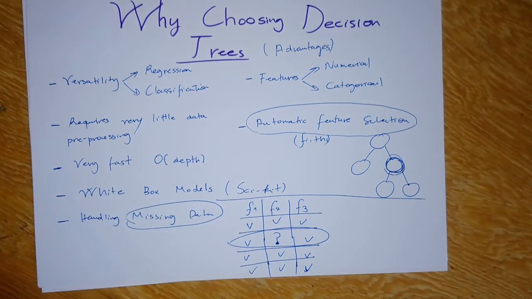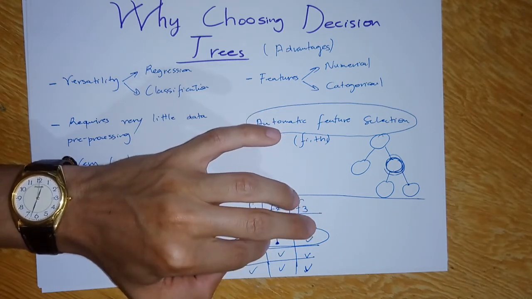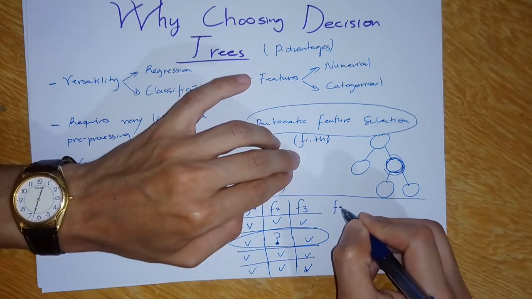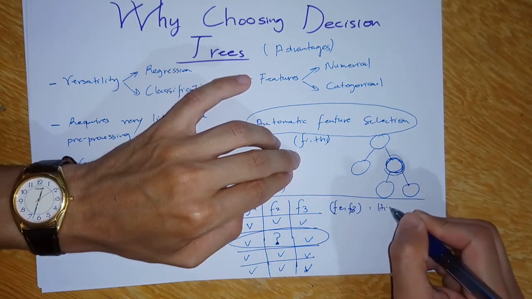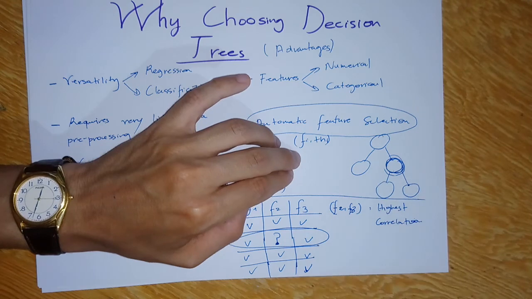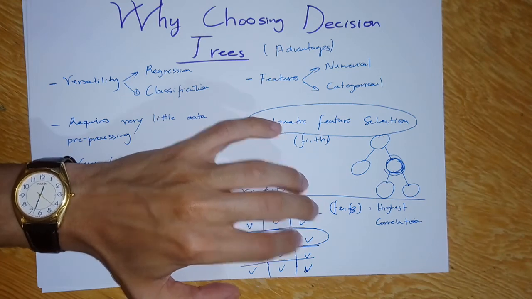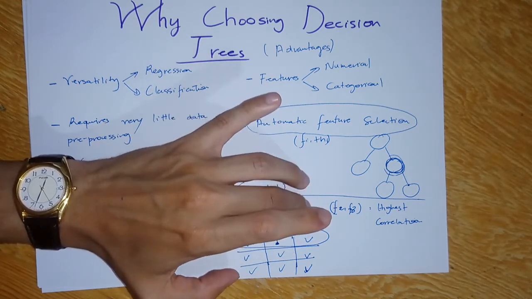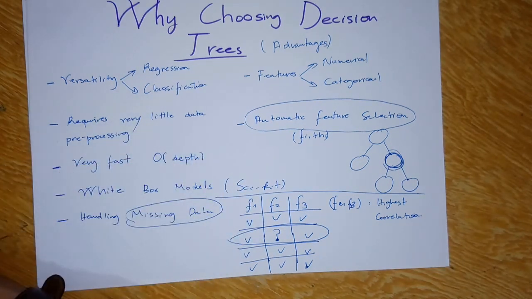And of course, there are some other methods. For example, what I can do is to look for the feature that has the highest correlation with the feature that has the missing data. For example, let's say that feature 2 and feature 3 have the highest correlation. So in that case, I can take 2 actions. The first action is to say, well, this missing data is the same as this value, because these 2 features are highly correlated.